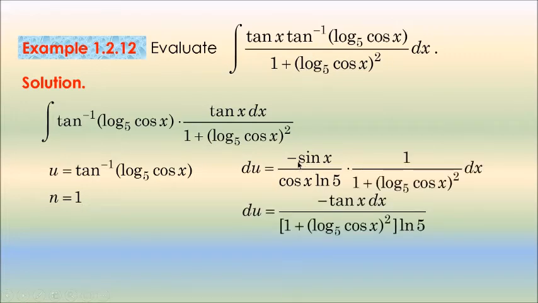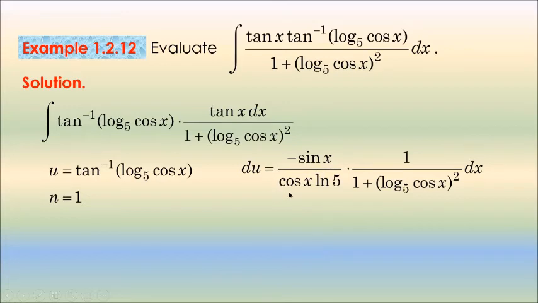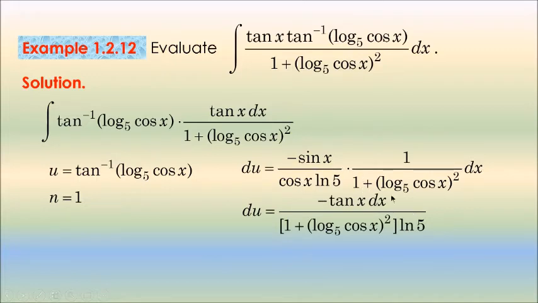negative sine x over cosine x times ln 5 times 1 over 1 plus log to the base 5 of cosine x quantity squared dx. So let us simplify this. Sine over cosine is tangent x. So we have negative tangent x dx all over 1 plus log to the base 5 cosine x quantity squared times ln 5.